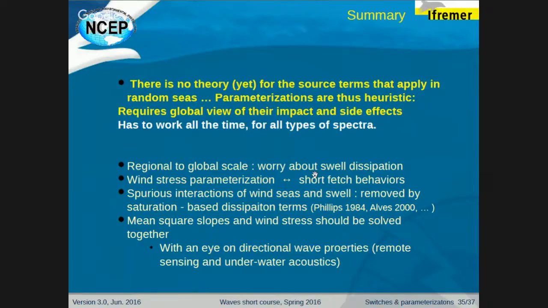And on regional and global scale, the most important thing is really the swell dissipation. So you have to be careful to get the right tuning for this. The wind stress parameterization can have some big impacts on the short fetch behavior. There can be some spurious interactions of the wind sea and the swell in the model, and that has gone away since we've moved to this Phillips idea of the dissipation compared to the Hasselmann way of having a mean steepness. And as I said, hopefully we can use the mean square slope and the wind stress together to get a better shape for the short waves.